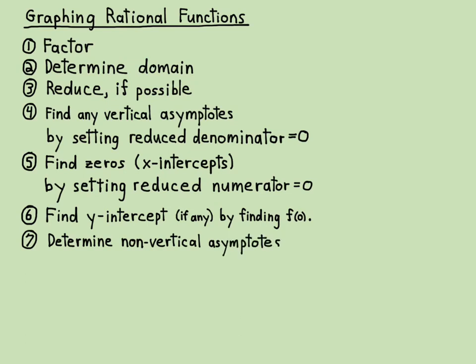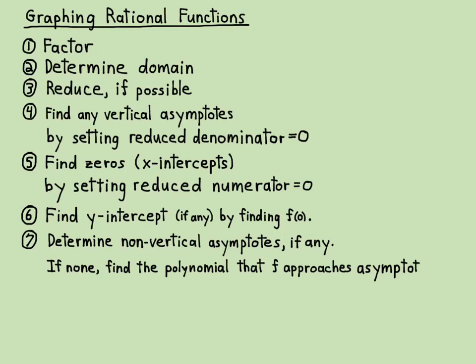Okay, 7, determine non-vertical asymptotes, if any. So that would include horizontal asymptotes and oblique asymptotes, the slanted asymptotes. And if it doesn't have any asymptotes, which, remember, are always lines, then it will approach something asymptotically, and so you can figure that out as well. So if no non-vertical asymptotes, find the polynomial that f approaches asymptotically. Okay? And you do that, of course, with long division.